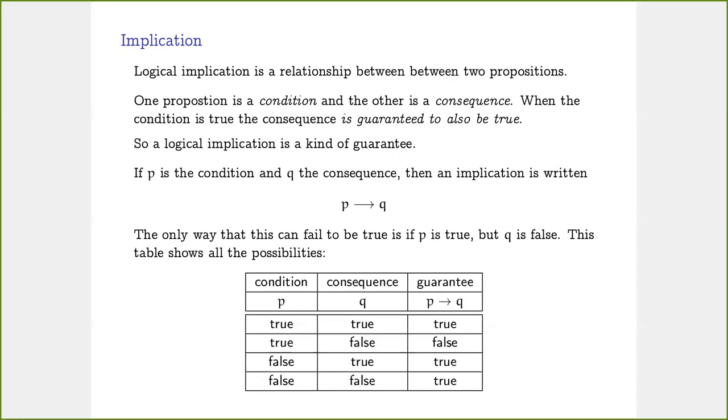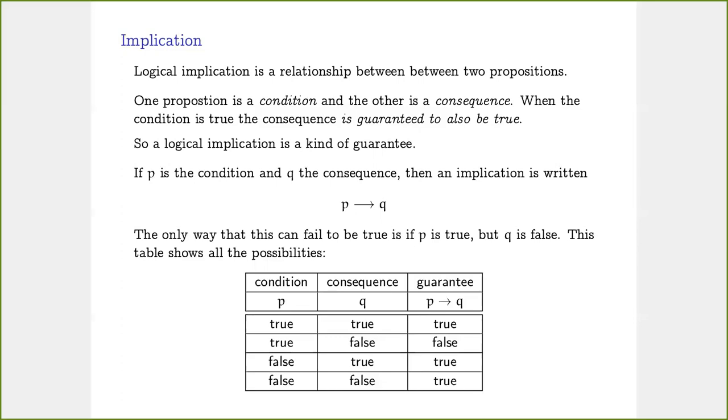The following table shows all the possibilities. So for the condition and the consequence, P and Q could take on any values. And the first row, where P is true and Q is true, is reasonable because the truth of P in that case does guarantee the truth of Q. However, in the second row, in the case in which P is true and Q is false, P didn't guarantee the truth of Q, so in that case, the guarantee would be false.